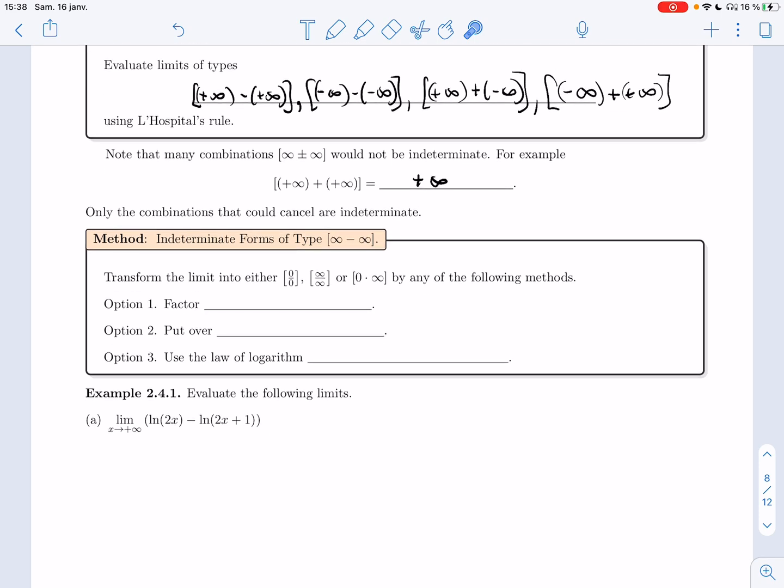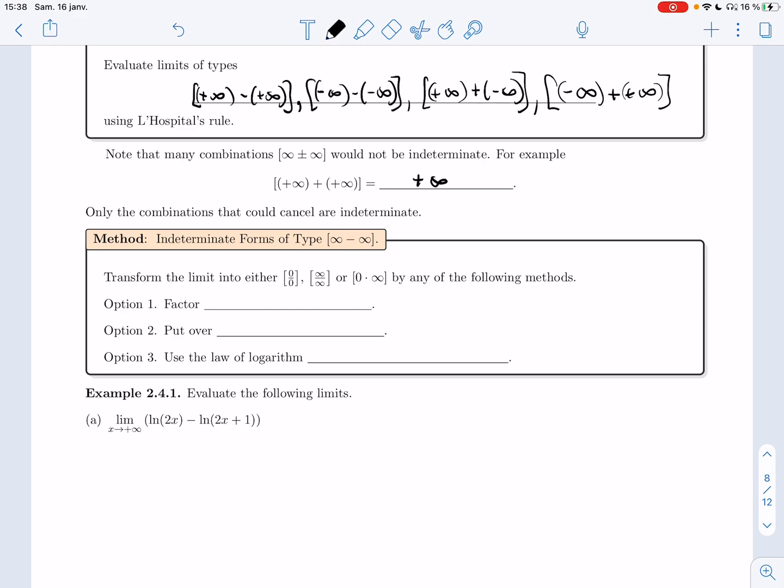So here's the method. We want to use what we've learned in the last two sections, 2.2 and 2.3. We want to use algebra or something to transform the limits into 0 over 0 or infinity over infinity. In that case, we would apply L'Hopital directly. Or 0 times infinity, and in that case, we'll use a method that we just learned: we would take one of the two factors down. There are different methods that you can take to transform them into that. It depends on what type of functions you have.